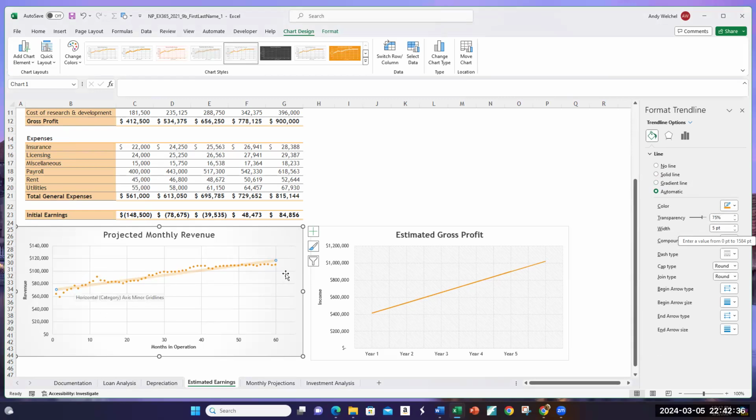And that's straight, isn't it? We don't want that. We want logarithmic. Can I format the trend line?